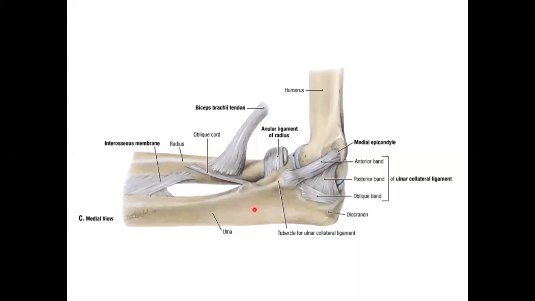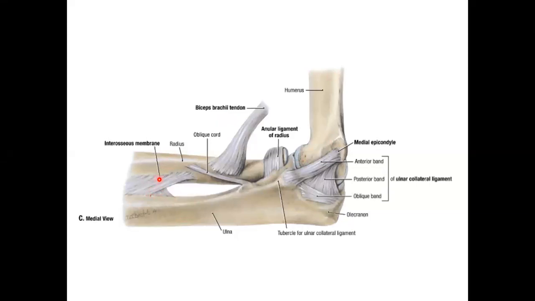What else? And then I guess the other important thing to note here, you can see how your biceps brachii tendon is inserting on your radius. So that makes sense because your biceps brachii is the major supinator of your forearm. So in order to supinate, it needs to pull that radius back into alignment with the humerus. So biceps brachii along with supinator supinate the forearm, pulling that radius back into alignment with the humerus.